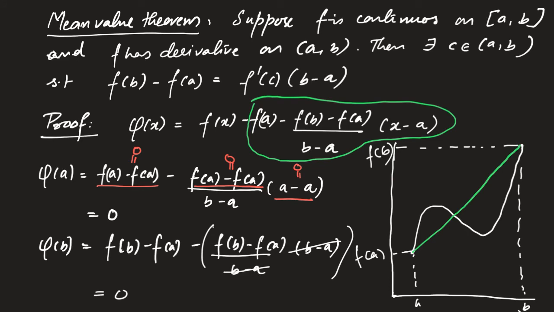Moreover, phi is continuous in the closed interval [a, b] because it's the difference of two continuous functions. It's also differentiable in the open interval (a, b) because f is differentiable in the open interval (a, b), and the other part, which is a linear function, is also differentiable in the open interval (a, b). So we can apply Rolle's theorem to get that there exists a point c such that phi dash of c is equal to 0. But what is phi dash of c? Let's try to see that.